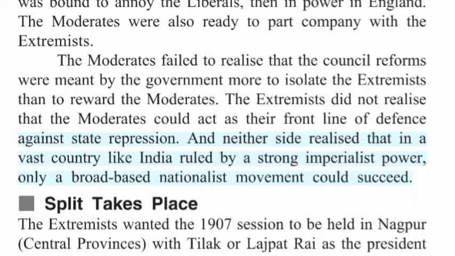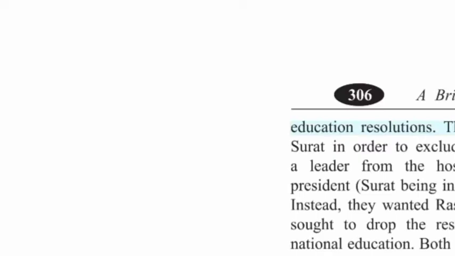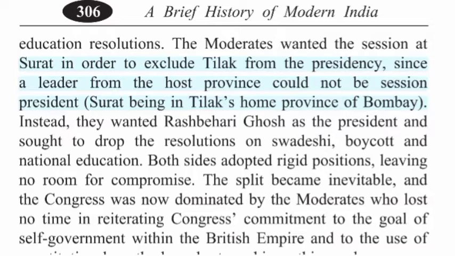Split takes place. The extremists wanted the 1907 session to be held in Nagpur, Central Provinces, with Tilak or Lajpat Rai as the president, along with a reiteration of the Swadeshi, boycott and national education resolutions. The moderates wanted the session at Surat in order to exclude Tilak from the presidency, since a leader from the host province could not be session president.